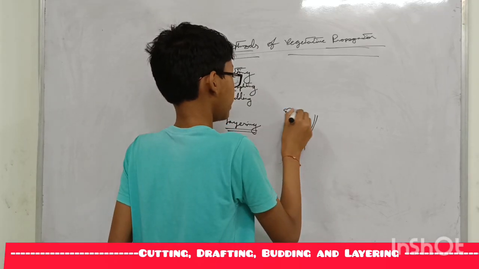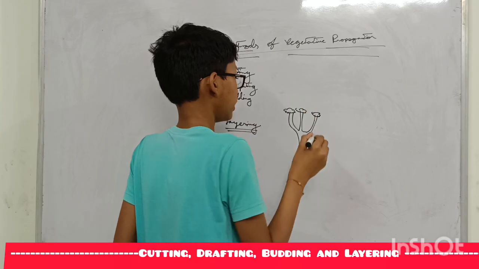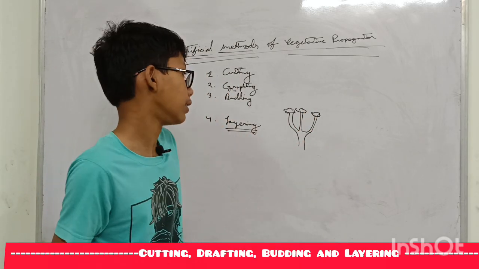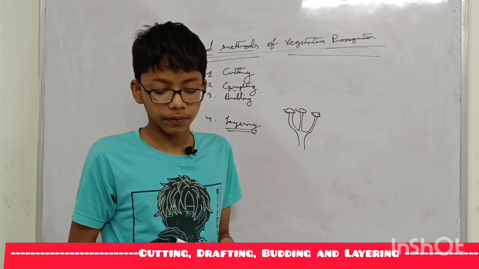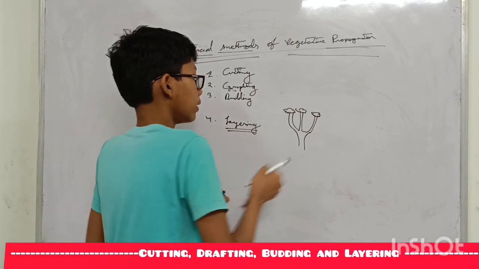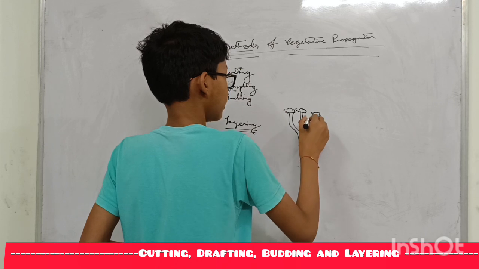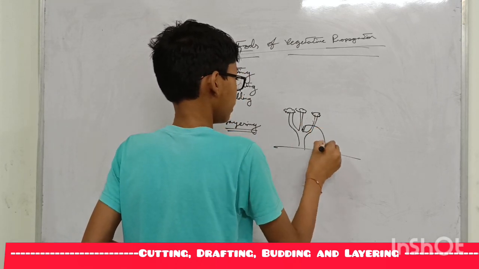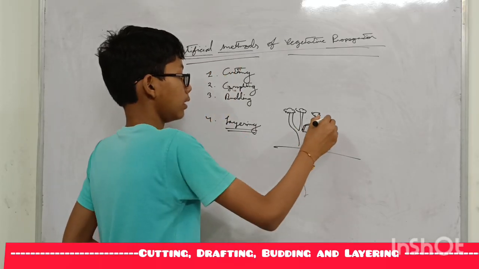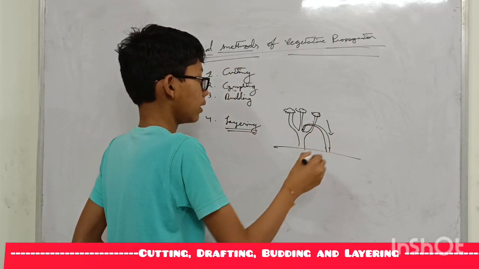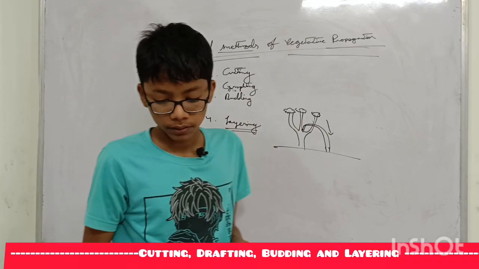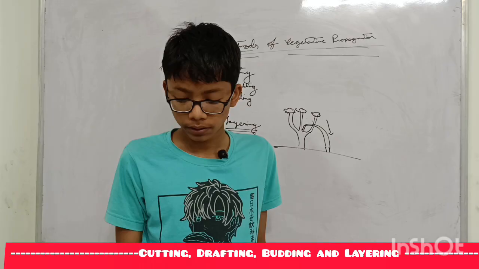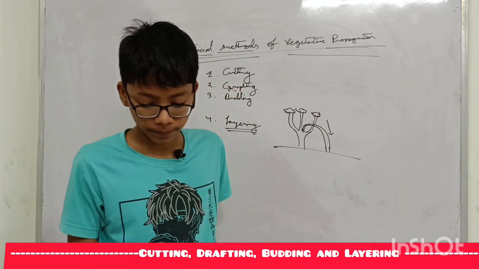For example, let me just draw it real quick. For example, this is a plant. Yes, you can just imagine it as one. So the first step is to bend a stem of the plant down to the soil. For example, this is one of the stems, and the first step is to just bend it down and tuck it into the soil. In areas where it touches the soil, roots develop and later emerge as a new plant.